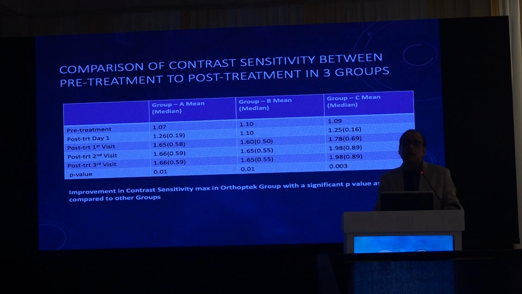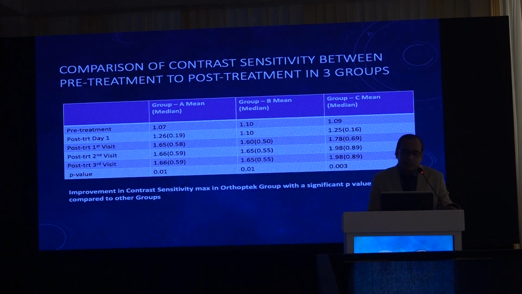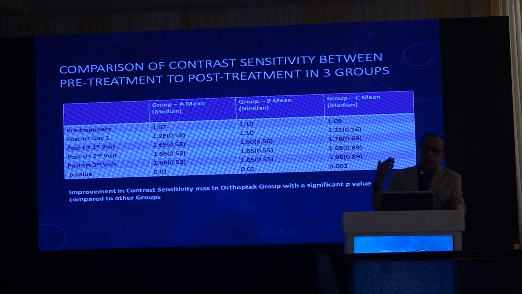Now coming to the comparison of contrast sensitivity between pre-treatment and post-treatment in the three groups. So 1.07 in group A to 1.66. In group B, 1.1 to 1.65, and it was highest in Orthoptech, from 1.09 to 1.98. So there was a significant p-value as we compared the Orthoptech group with the Occlutab and the Phakic-Kyle group.